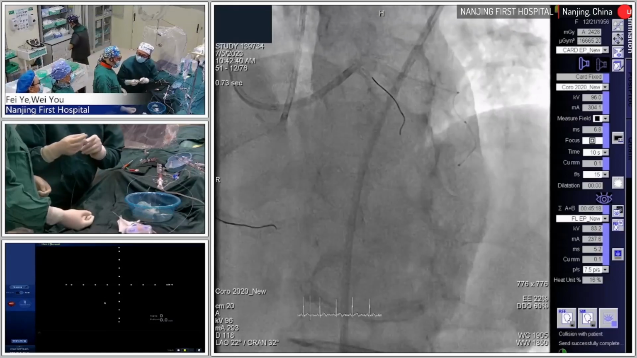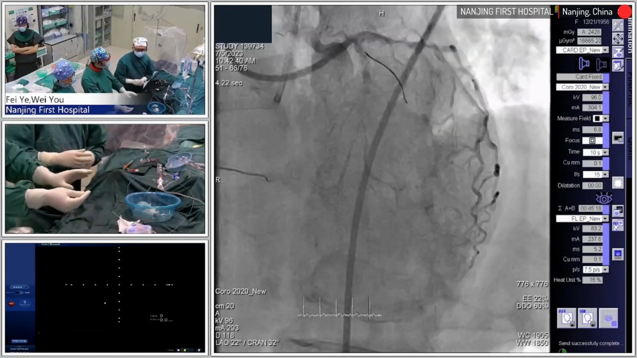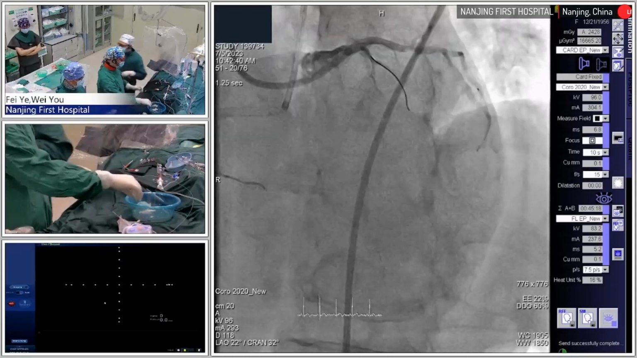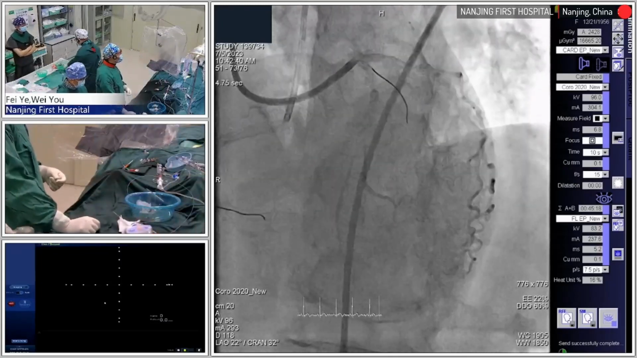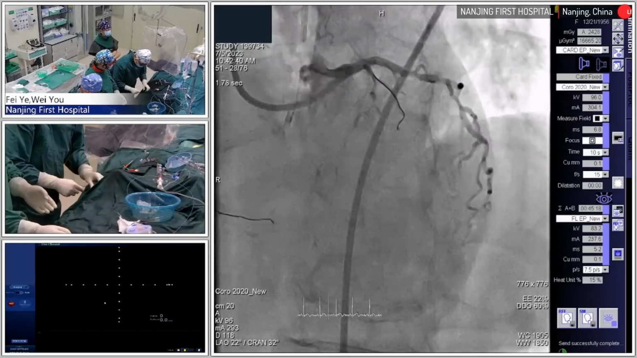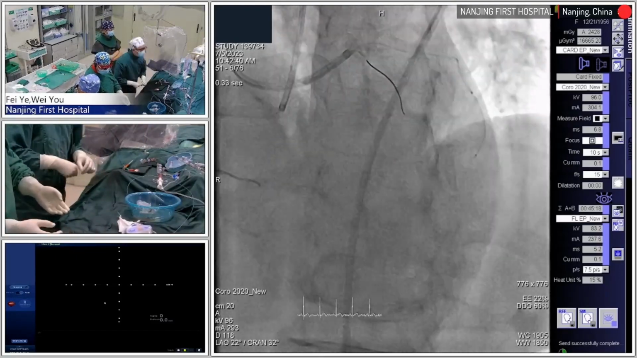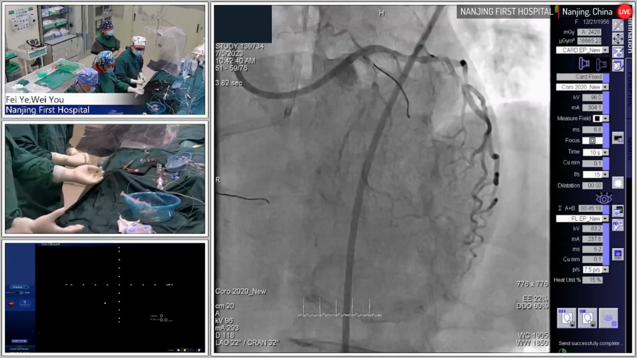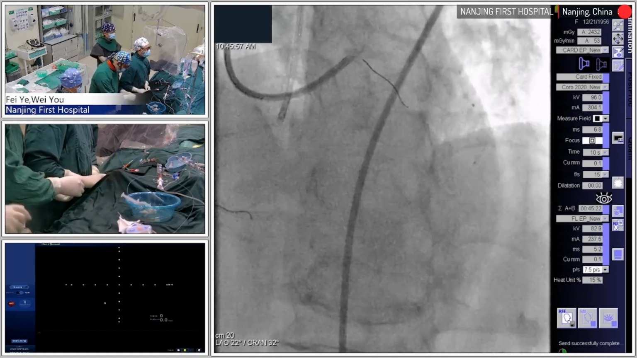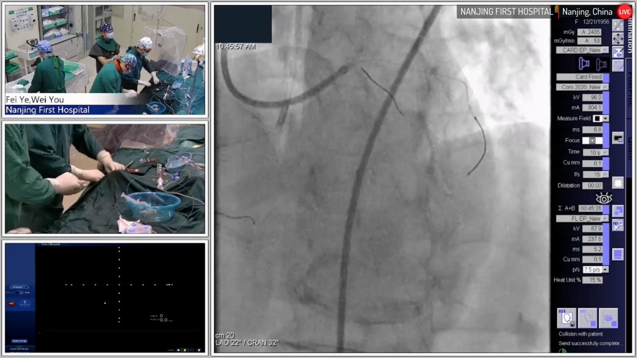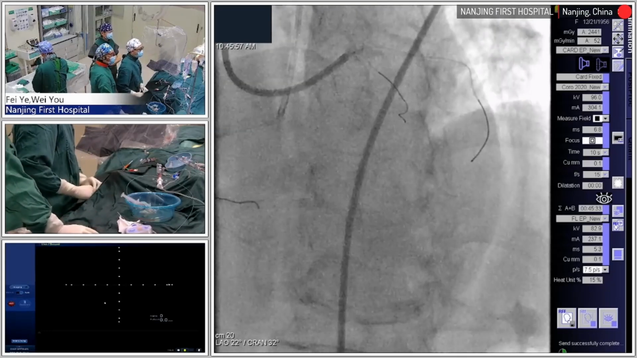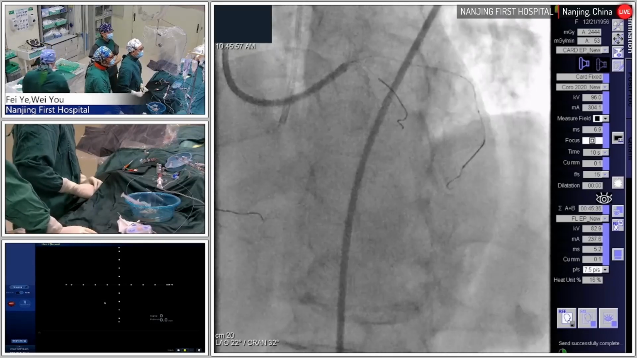If still failed, use Sion 03? No, like Sion 03. I think for the very tortuous epicardial channel, Sion 03 with the soft tip will be very safe. Push the LAD wire a little distal. A little distal. Okay. Yes. Got it. It works.